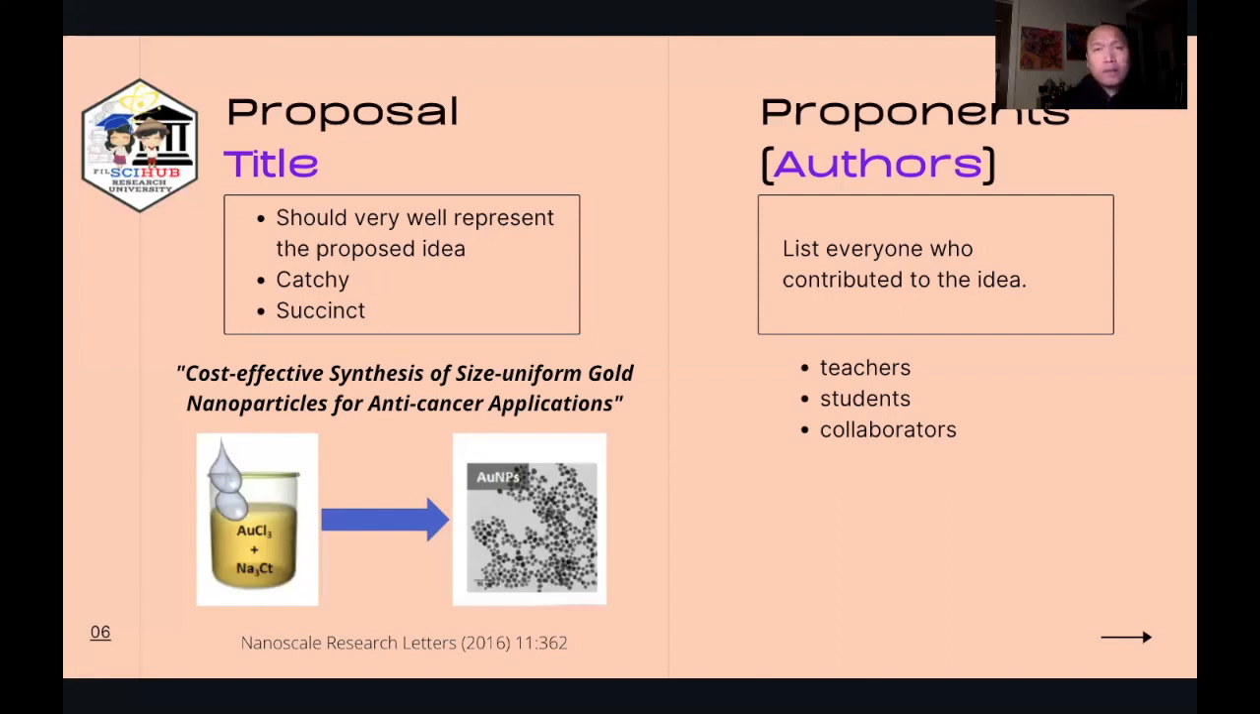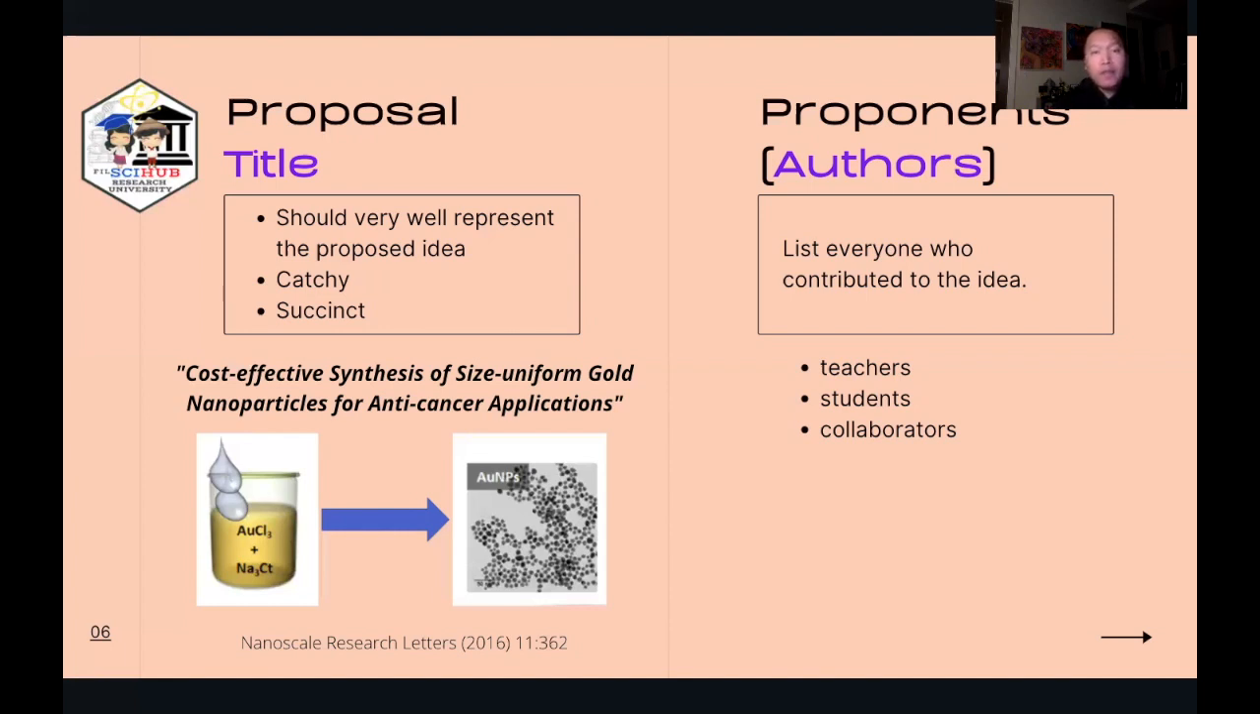And then, along with the proposal title, typically we list down the names of the proponents. So who are the authors, or who came up with the idea? It is very important that we list them down. Make it a practice that we identify everyone who contributed to the idea and to the proposal development, because that helps in building camaraderie and rapport within the group, and that also builds a sense of community. So isama your teachers, students, collaborators, so whoever contributed ideas, ilagay niyo po dyan.